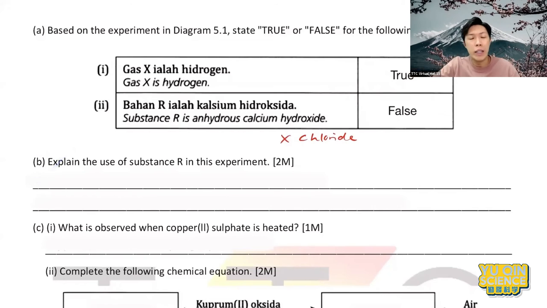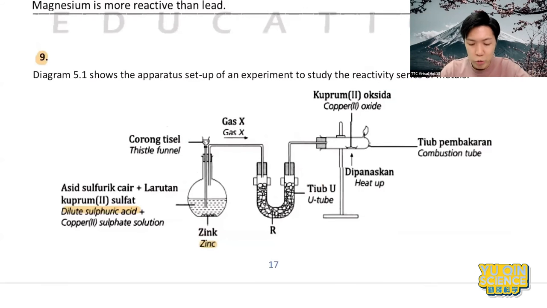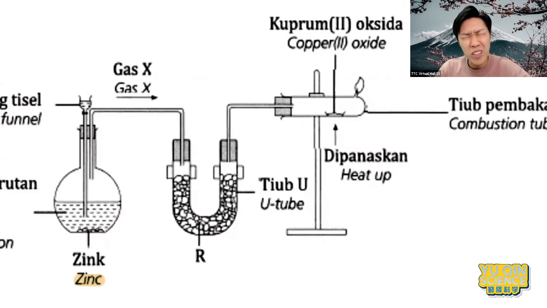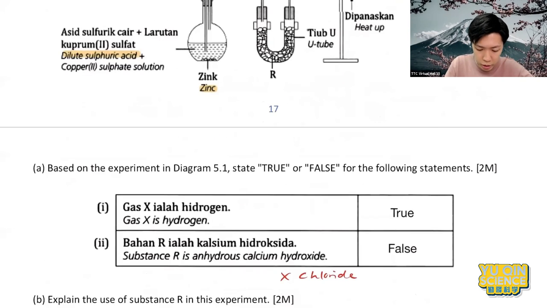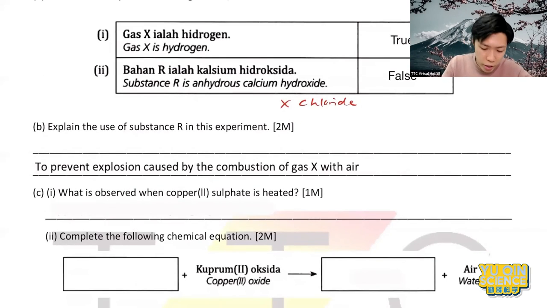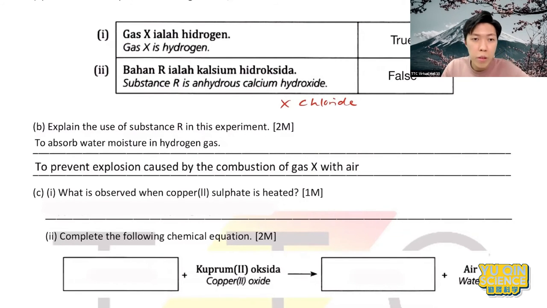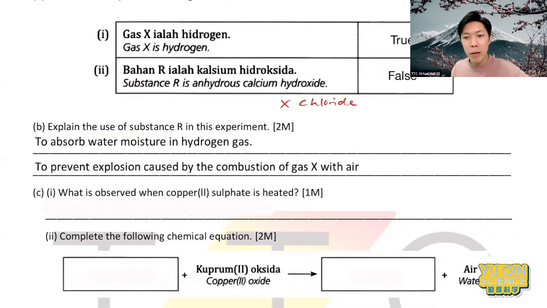For the second mark, you have to explain a bit more. You want to absorb, then what? Like I mentioned just now, if you don't absorb the water moisture, the moist hydrogen goes into the tube, reacts with maybe the air, maybe the metal and stuff like that, then an explosion can happen. So the second point, we want to say prevent explosion, but in a better way: to prevent explosion caused by the combustion of X, which is hydrogen, with the air. Okay, so that's your second point. I have to memorize that a bit, yeah?